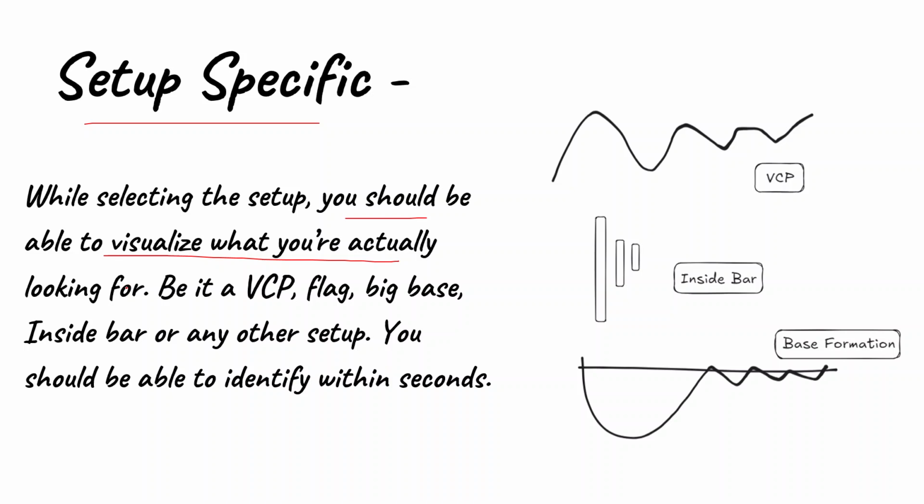So as I said, you should be able to visualize what you are looking for in a single glance. You should be able to tell if it is a chart that is worth keeping in your watch list or not. So it could be a VCP, it could be a flag, it could be a big base, it could be an inside bar, or it could be any other setup. You should be able to identify within seconds, right? So you just take a single look at that chart, and you see if there's that particular formation you're looking for or not, right? So let's jump into the filtering process.